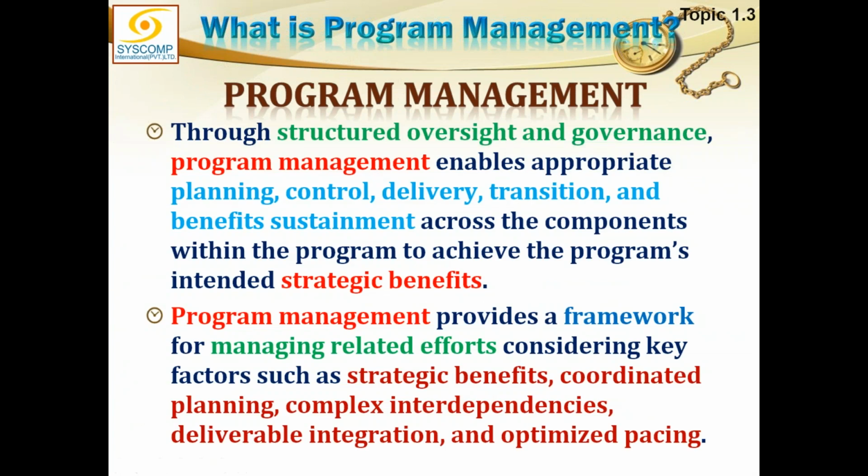Through structural oversight and governance, program management enables appropriate planning, control, delivery, transition, and benefit sustainment across the components within the program to achieve the program's intended strategic benefit. Now, when we talk about the strategic benefit, there's the overall benefit this program is going to be yielding. And for the delivery of that benefit, you have to plan, you have to provide oversight and governance for planning, control, delivery, transition, and sustainment of all those benefits.